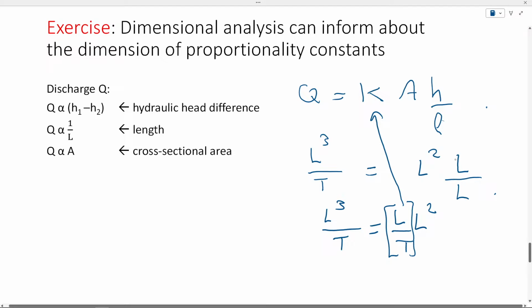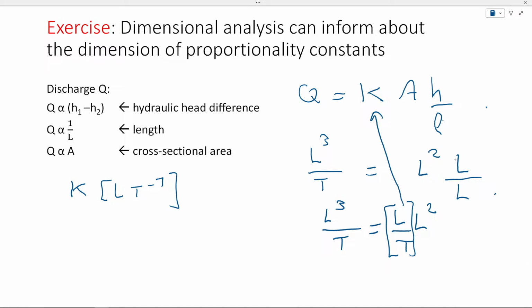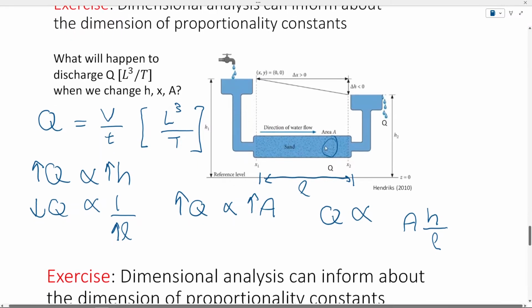And this term K, which has the unit of L T to the minus 1, is called hydraulic conductivity. So this is hydraulic conductivity, and it is a function of the porous media property, whether this is sand, clay, whatever. If this is, for example, gravel, that has very high hydraulic conductivity, water can flow easily. If this is clay, very low hydraulic conductivity, water will not flow easily.